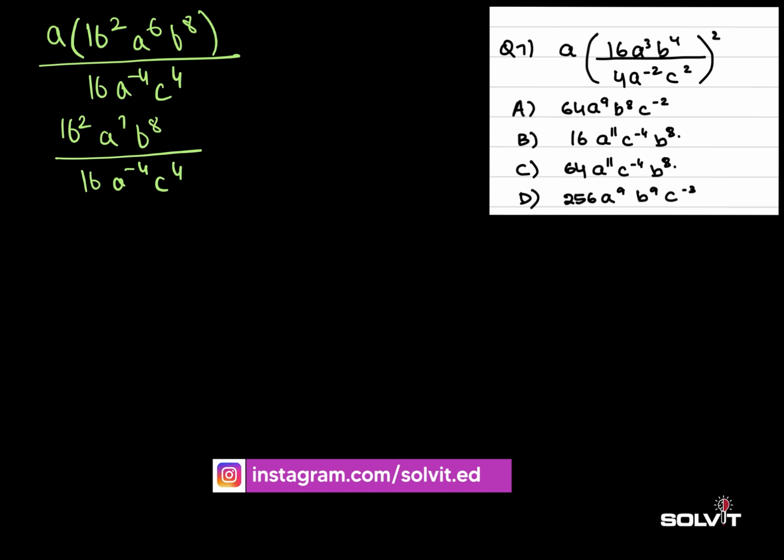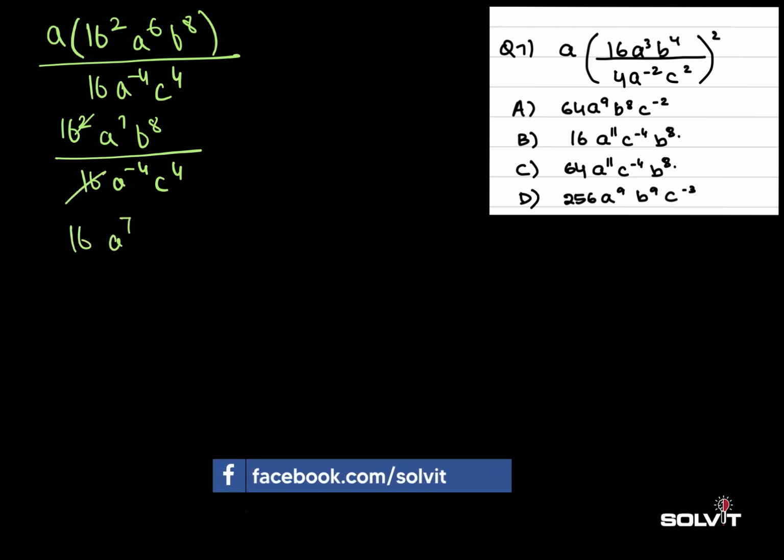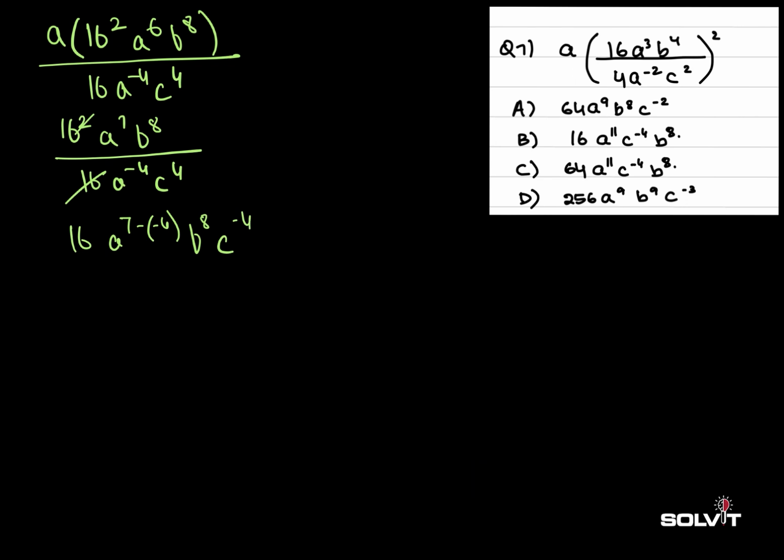Now look, 16 has a 2 on top, so cancel one from below, and we'll be left with 16. The 7 bases are the same, so powers get subtracted: minus minus 4. We keep b as 8, and bring c up as well, making it a negative power, minus 4. So then it's going to become a to the 7 plus 4, b to the 8, and c to the minus 4. So which option is it? I think it's B, so let's just take B. It's just a bit confusing, they have changed the place of C.